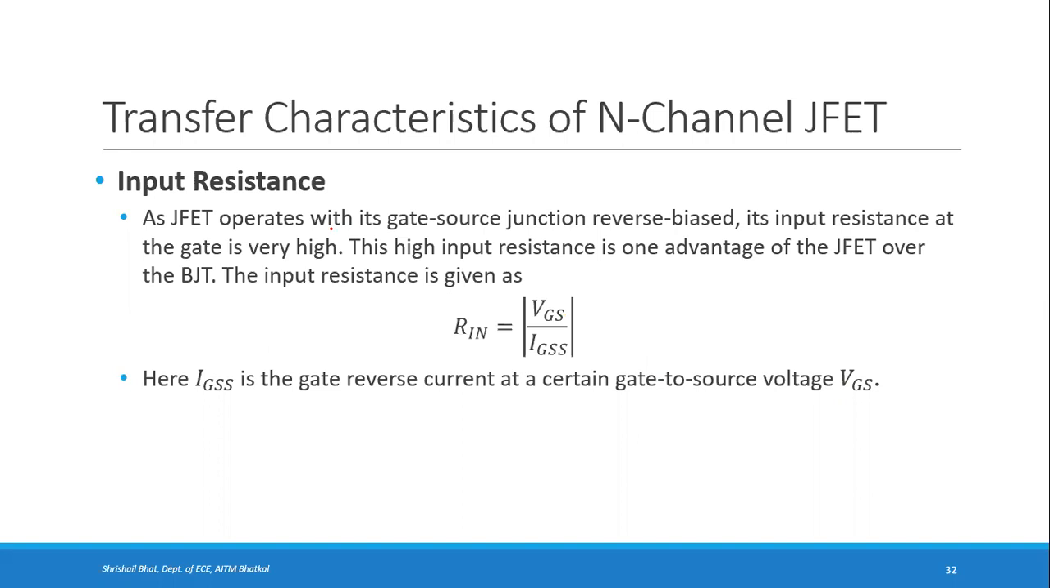The input impedance or input resistance is given as Rin, that is the magnitude of VGS divided by IGSS, where IGSS is the gate reverse current at a certain gate to source voltage VGS. Okay, it is a gate current at a certain gate to source voltage VGS. So this is about the transfer characteristics of N channel JFET.